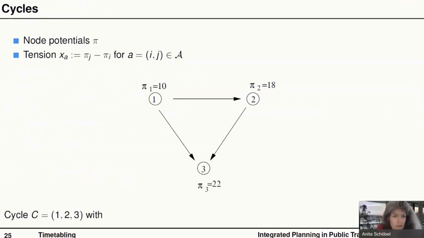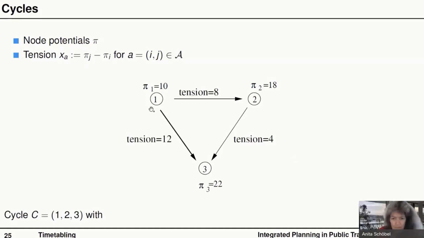But what is very important, and that you already have seen in my examples, are cycles. So cycles are the reason why we are not feasible, because if two paths go together, we have to synchronize this in some sense. So if we want to find the timetables pi, that are often called node potentials, and the durations are often called tensions, so the models are then called tension models. When we have a cycle here, the tension, the duration here is 18 minus 10 is 8, 22 minus 18 is 4, or 22 minus 10 is 12.